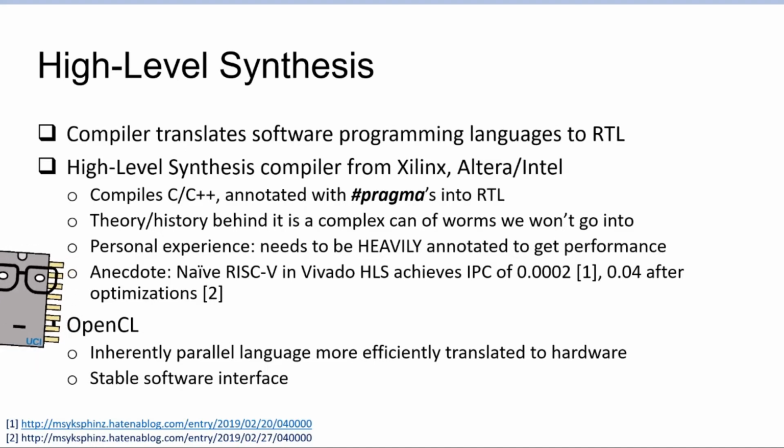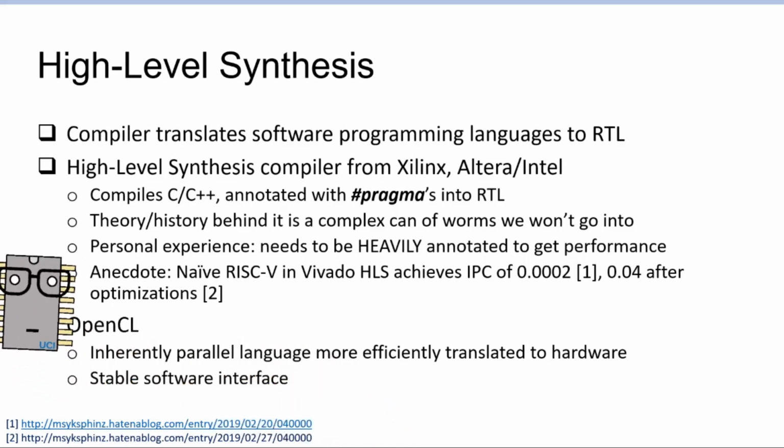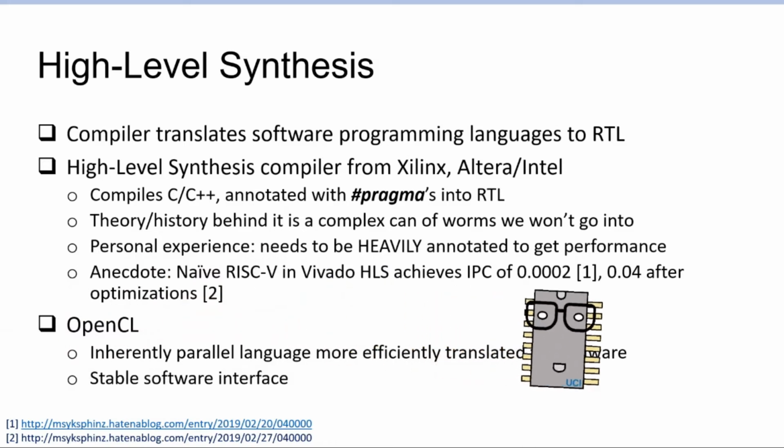An anecdote here is, I think this was from about 2 years ago. There was an engineer, I found a blog online. There are links here if you're interested, although they're all in Japanese. An engineer decided to implement a RISC-V processor using Vivado HLS. And the naive implementation effort, just writing C code that describes the functional properties of the processor and then just measuring the performance, gave instructions per cycle of 0.0002.